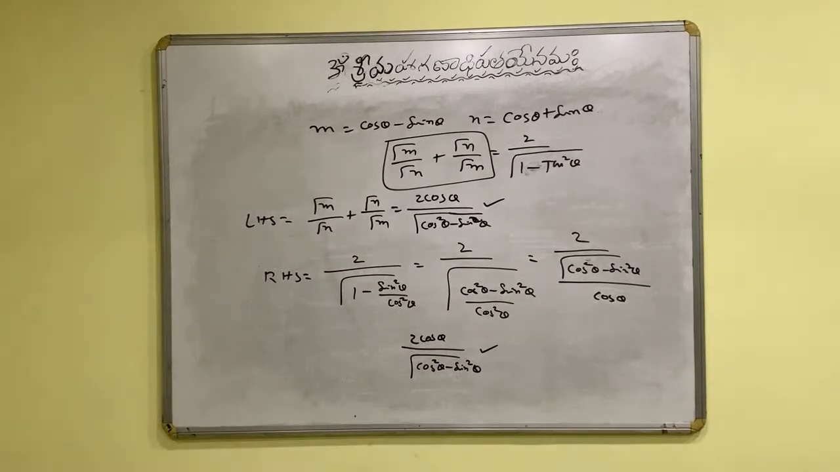Understand, children? Whatever we got in LHS, we got the same in RHS. So LHS is equal to RHS. Root over root m by root n plus root n by root m is equal to.